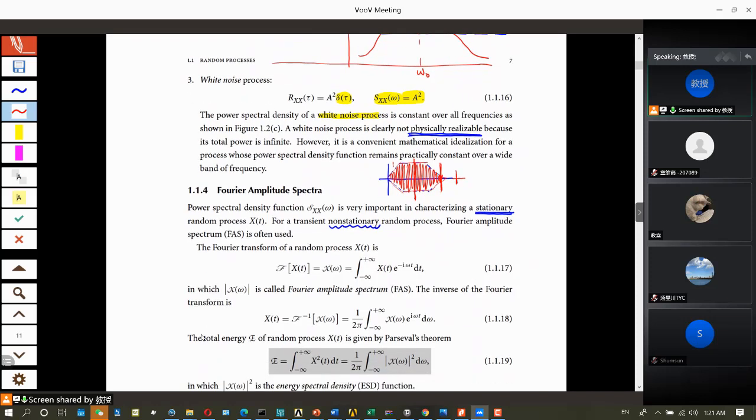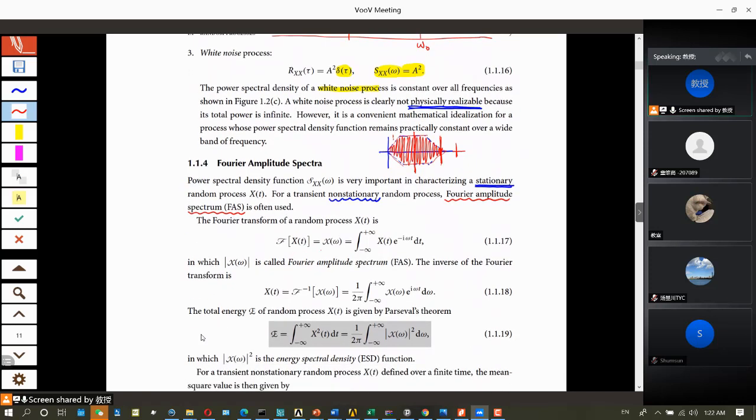So we can only talk about energy. In this case, we cannot use power spectral density. We introduce Fourier amplitude spectrum, FAS. Okay, so the Fourier amplitude spectrum is defined as this.